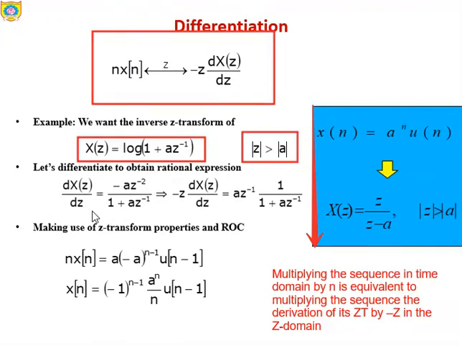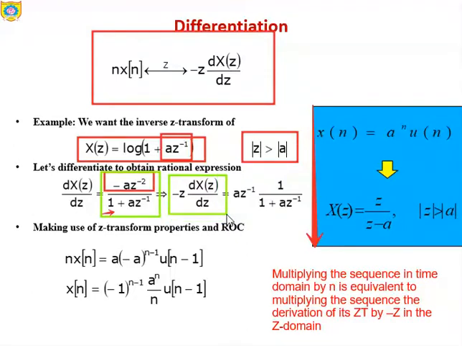So its derivative will be what? 1 plus az inverse. This is its derivative, but again we need to obtain the derivative of this particular term, that is az inverse. Its derivative will be minus az raised to minus 2. Once this calculation is done for d by dz of X of z, then we can just multiply it by the minus z.